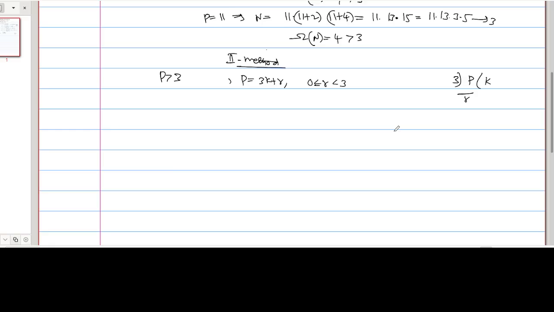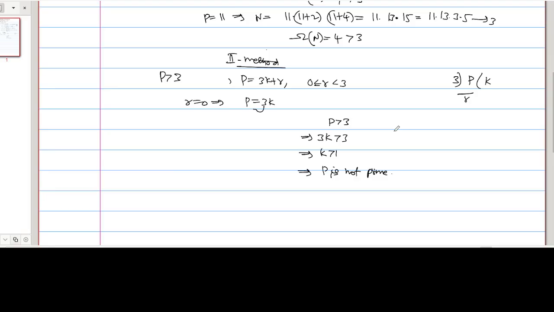So what are the possibilities of p? Whenever r is equal to 0, p equals 3k, right? As you know, p is bigger than 1, p bigger than 3, that means 3k is bigger than 3, k bigger than 1. Therefore p is not a prime number, right?